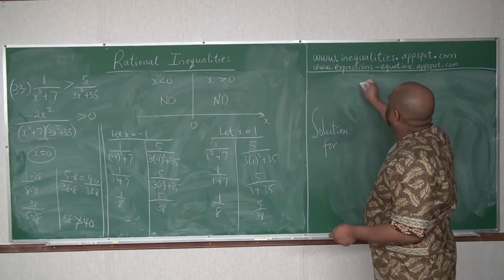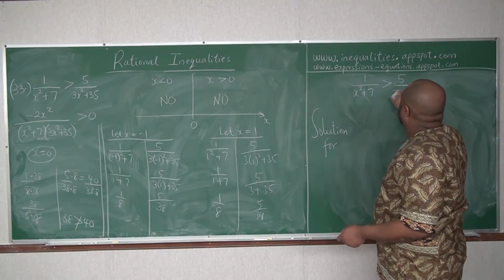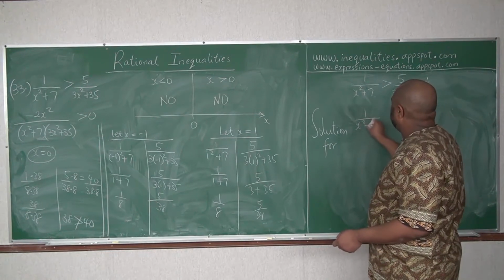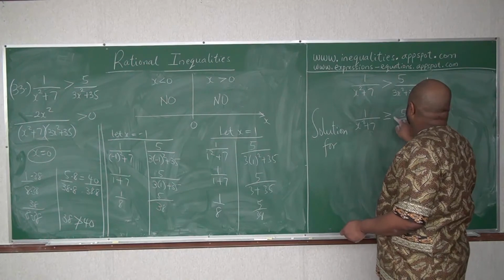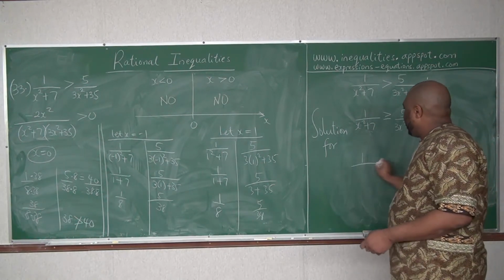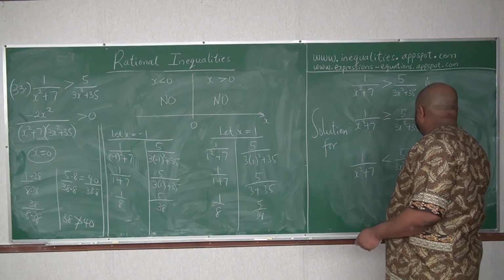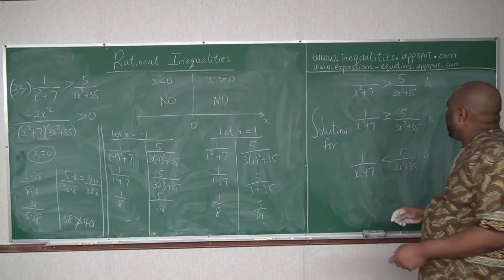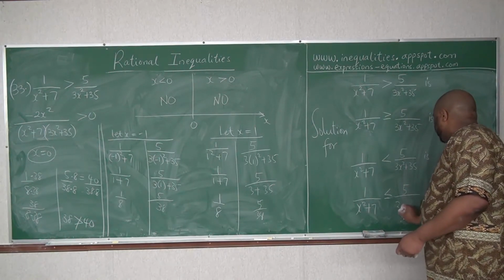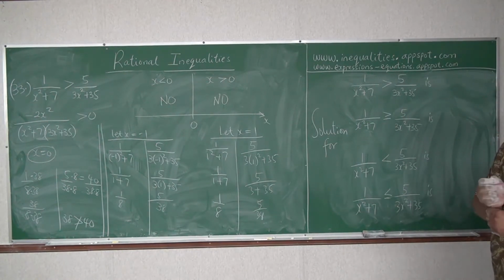So here, 1 over x squared plus 7 greater than 5 over 3x squared plus 35 is here. 1 over x squared plus 7 greater than or equal to 5 over 3x squared plus 35 is here. 1 over x squared plus 7 less than 5 over 3x squared plus 35 is, and then here 1 over x squared plus 7 less than or equal to 5 over 3x squared plus 35 is. So with greater than, we see that it's not going to work.